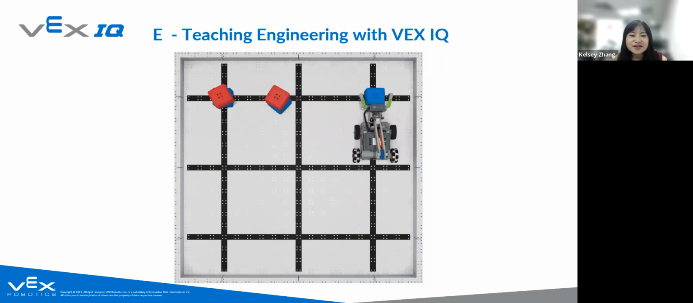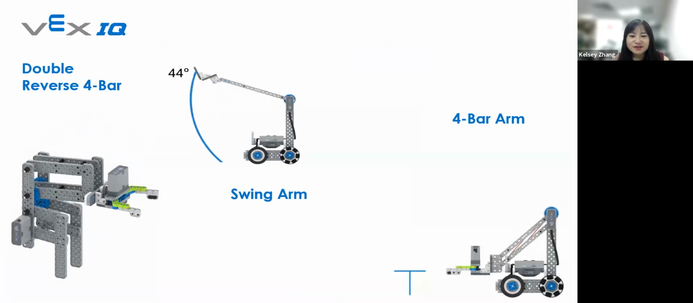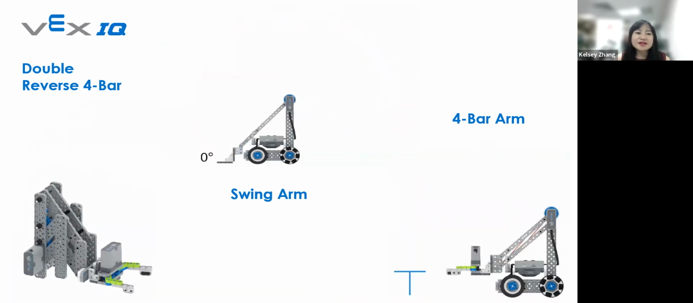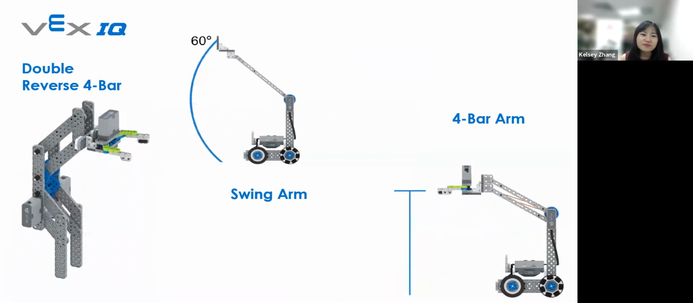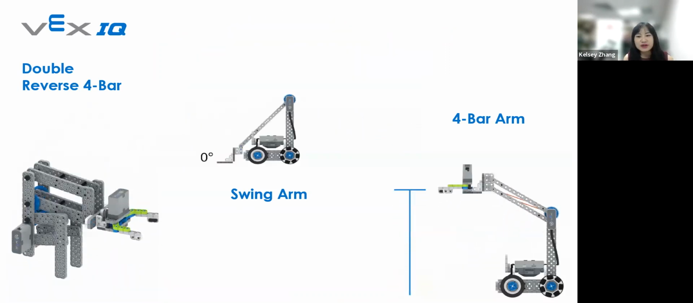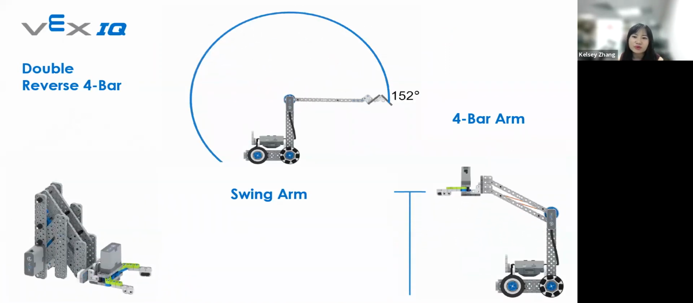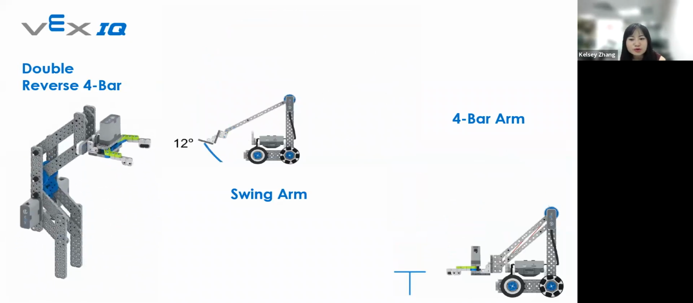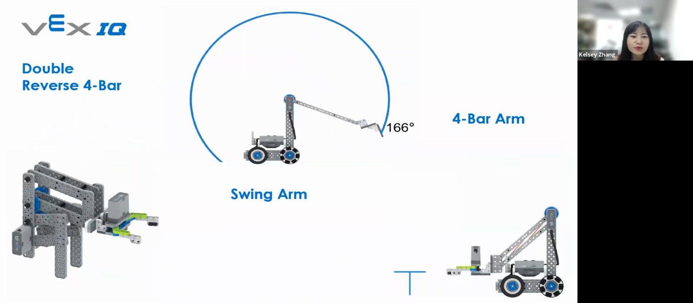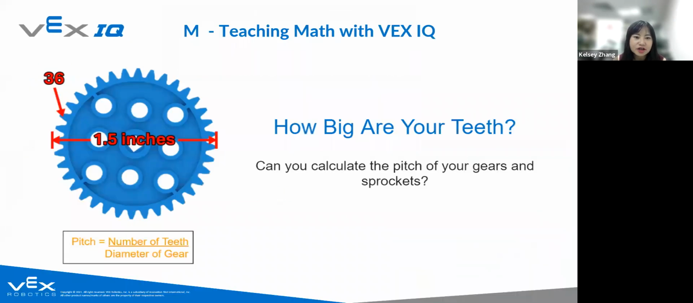I will show you several different kinds of arm designs. You don't need to remember all the names, but I just wanted to give you some examples. We have the double reverse arm, 4-bar arm, and swing arm. Each design has its own advantages and disadvantages. All of those can be taught in VEX IQ or even V5 or GO. So those are definitely design concepts and mechanisms. Those are some of the examples I wanted to share with you about teaching engineering.